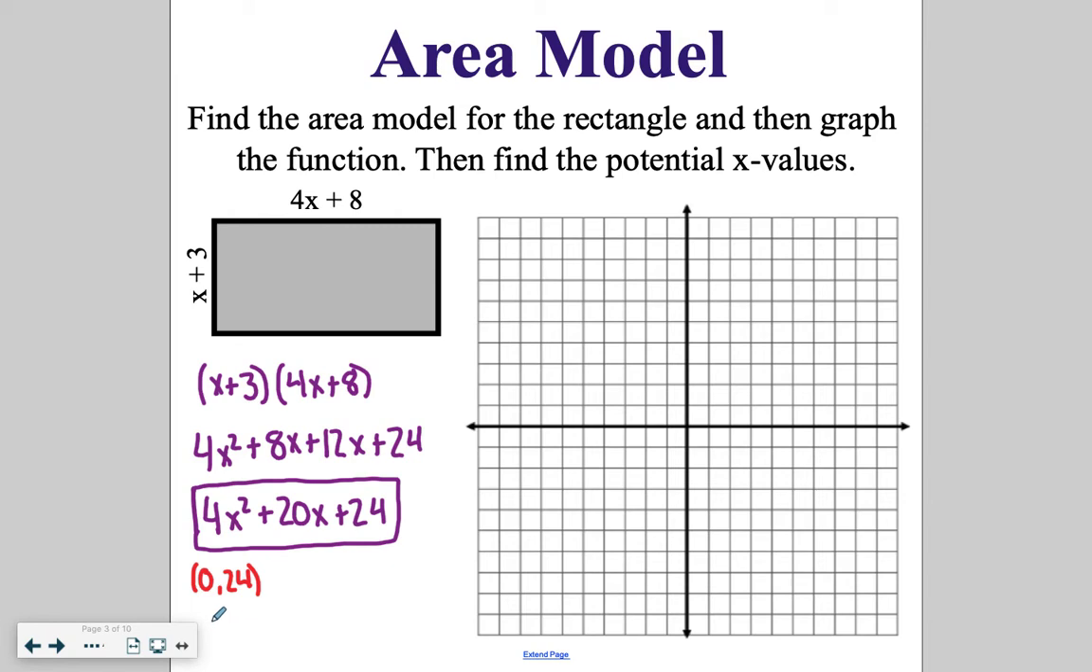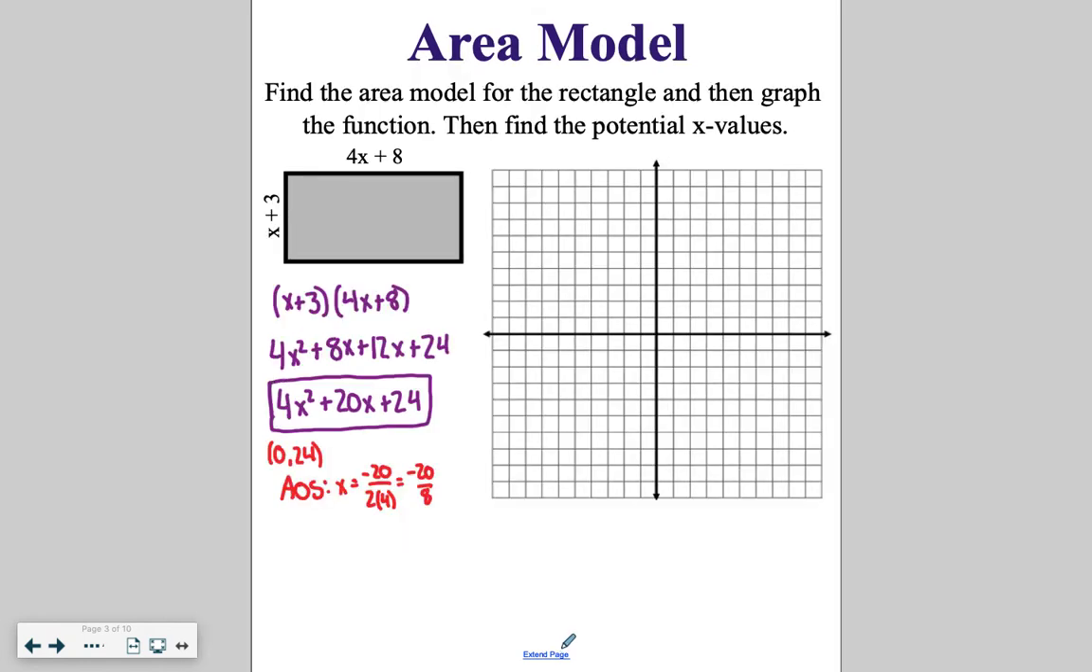Then we're going to find our AOS, which takes the opposite of b. So we've got x is equal to negative 20 divided by 2 times our a value, which is 4. So we're at negative 20 over 8, giving us an AOS value of x is equal to negative 2.5.